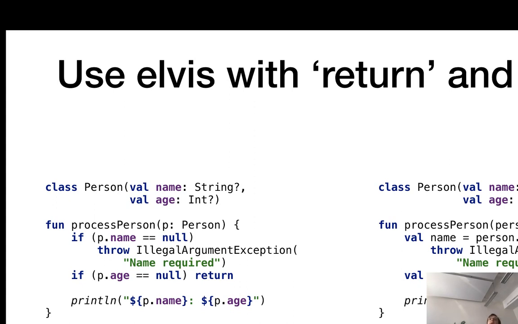And this is a very concise way of validating function arguments. So now if there is no name, I'm throwing an exception. If there is no age, I'm returning. And I'm doing this much more concisely than what the code on the left-hand side does.